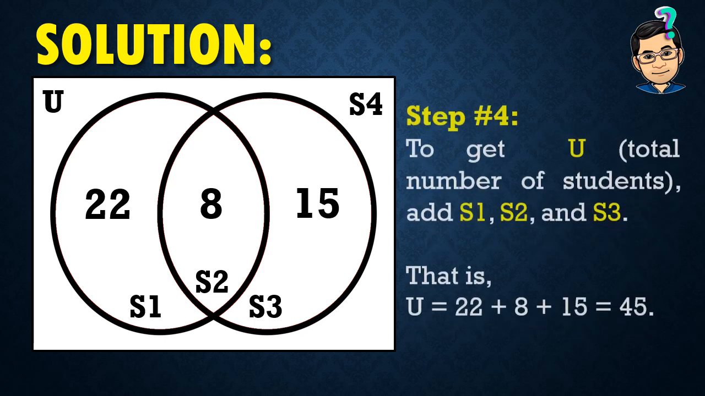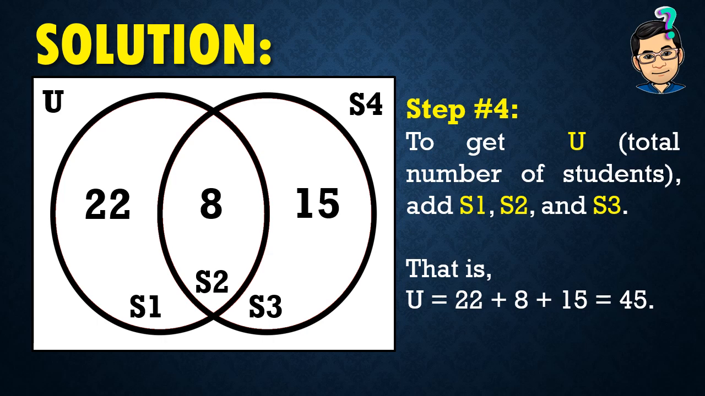And then, para masagot naman yung tanong natin kung ilang number ang students, so to get U, the universal set or the total number of students, i-add lang natin yung S1, S2, and S3. That is, U equals 22 plus 8 plus 15 equals 45. So, ang bilang ng estudyante natin ay 45.